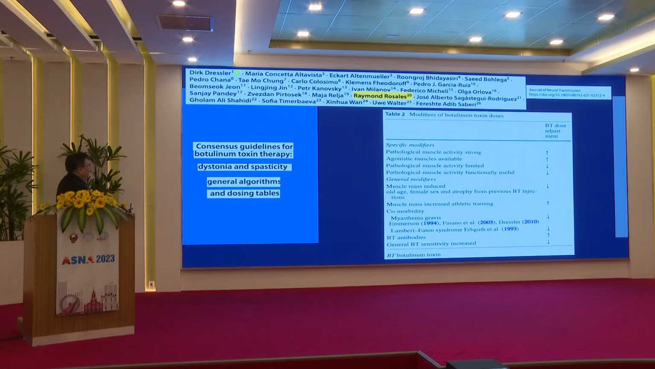Towards the end, I just want you to know that there are modifiers of botulinum toxin doses. When you give botulinum toxin, what could potentially modify the effects of your toxin? And these are the modifiers: pathological muscle hyperactivity, agonist muscle, pathological muscle activity limited, pathological muscle activity functionally useful. These are the dose-modifying events that could potentially allow you to increase the dose or reduce the dose of your botulinum toxin.